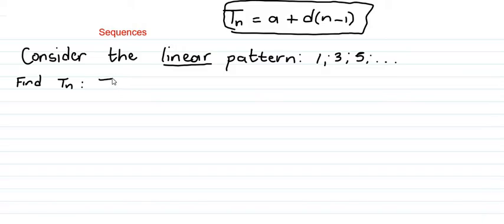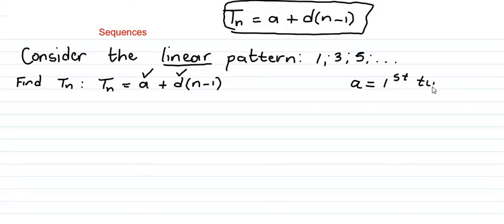So if we write down the general formula, we see that the general formula has a, has d, has n minus 1. So we need a, we need d. And then n we leave because we want a formula. Our formula must have n in it. So looking at this one, we can see that a is the first term. First term. And our first term we see is 1. So a is 1.